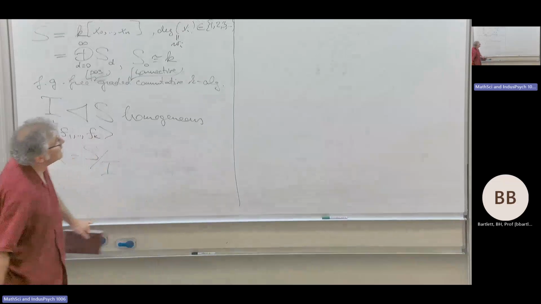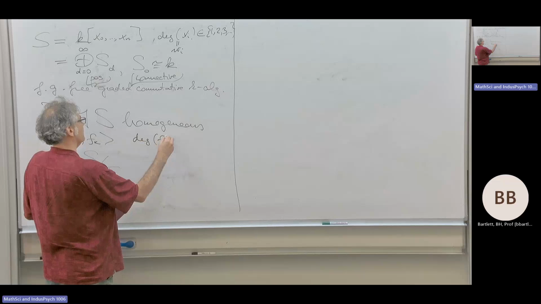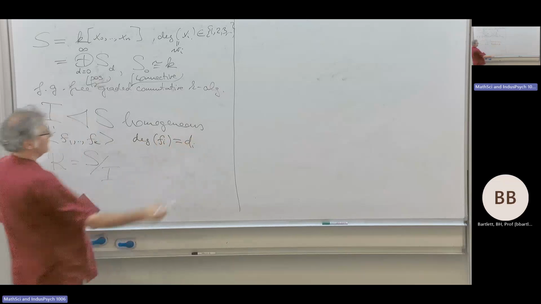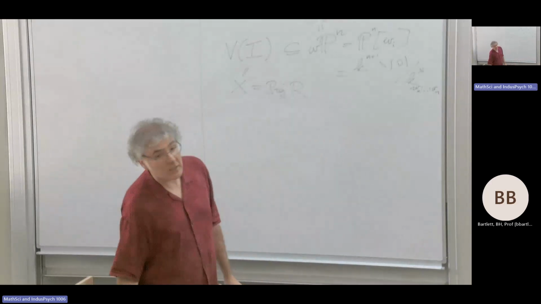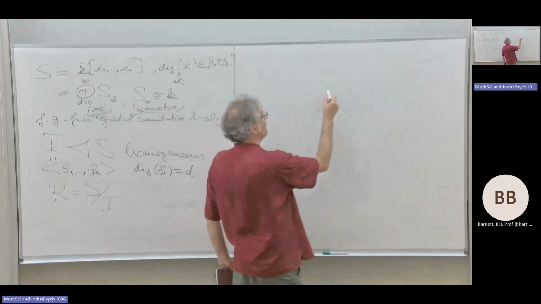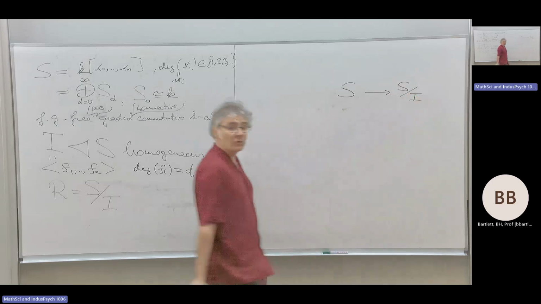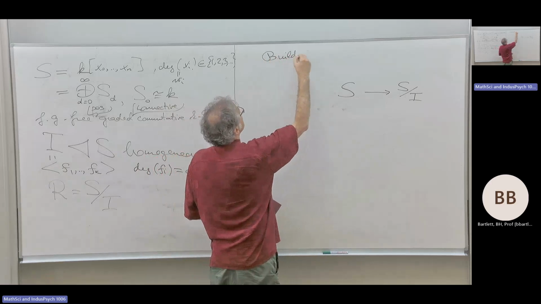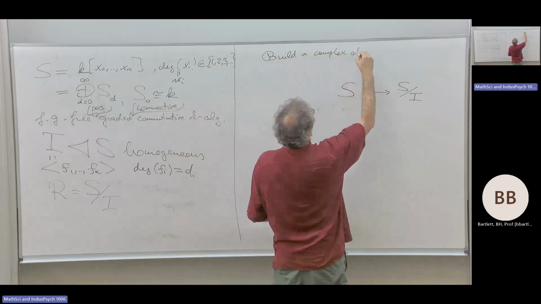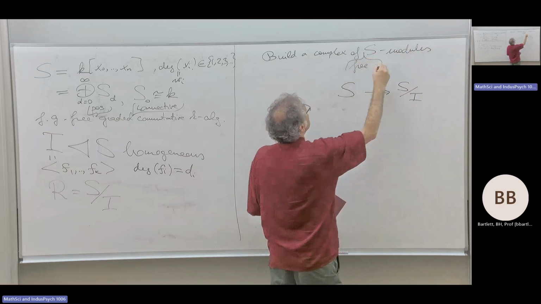So notice that the degree of the Fi is going to be some di. These live in some homogeneous degrees. And so notice then that we can write a little piece of a sequence. So we have S surjects onto S mod I. So the kernel here is, of course, I. I want to build a complex of free S modules. So this starts like this.